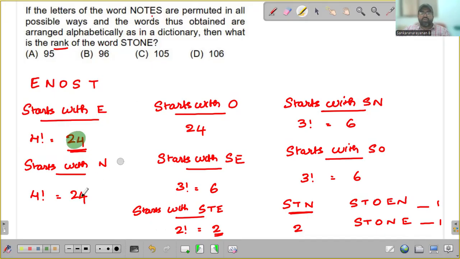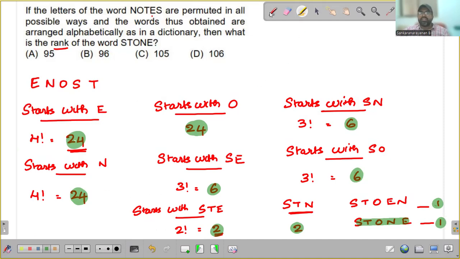This is 24 plus 24 plus 24, you know, that is equal to 72. Okay. Now, there is 6, there is 6, there is 6. 18 it comes. 72 plus 18, you know, it comes as 90. Then you have 92, 93, 94 and 95. So after 95 words, as the 96th word, you can see that stone comes.